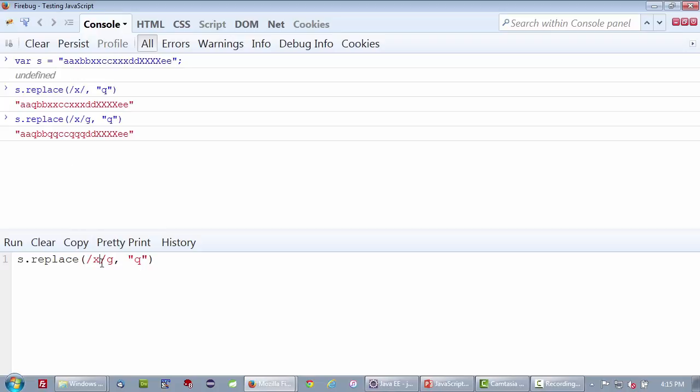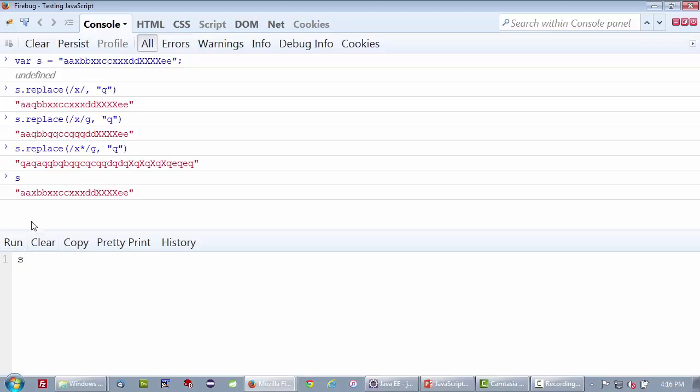So I need one of those things like star or plus or question mark. Let's try star first. Well, star is the most powerful, but it's usually more powerful than you want because it means 0 or more occurrences. So if I do this and I look at my original string, in my original string there were 0 x's in front of the a. So I get a q in front of the a. And then there were 0 x's between the first two a's, so I get a q between the first two a's, and so forth. So 0 or more occurrences is not usually what you want.